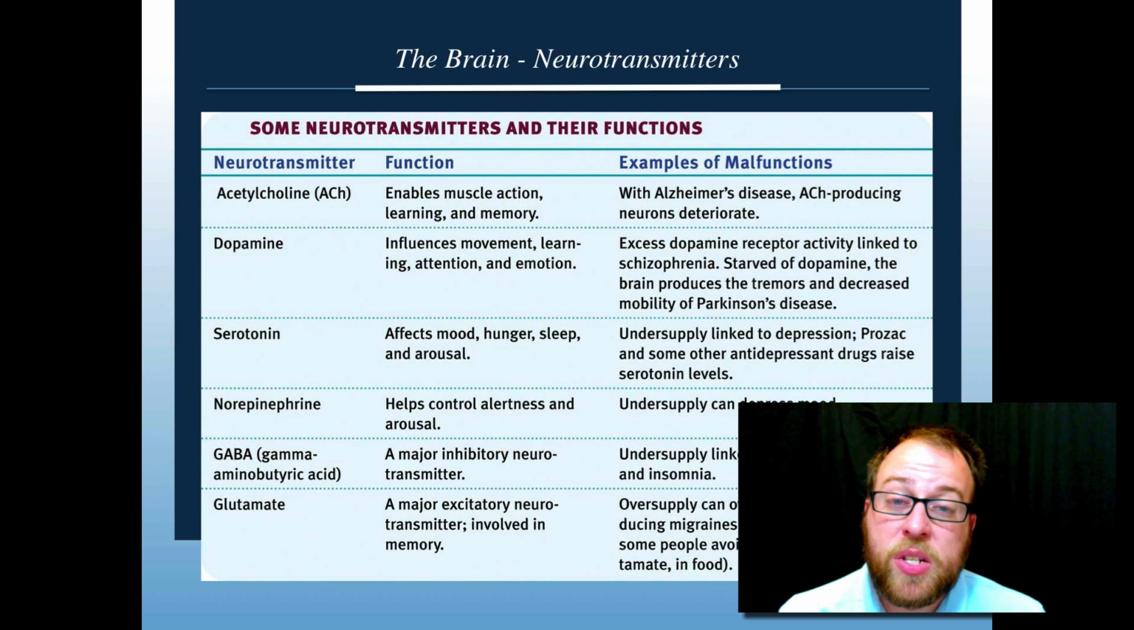This is just a list of a few of the neurotransmitters that are listed in your text, as well as a couple of others that I wanted you to be aware of.